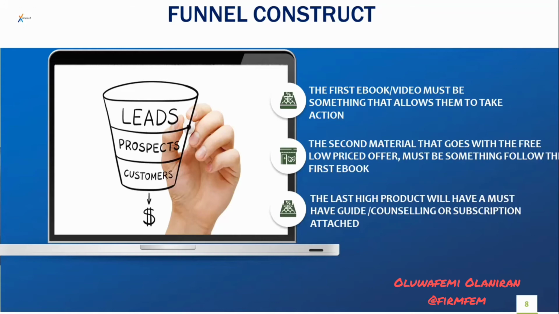Then the second material that goes with your free ebook, or with your low priced offer, must be something that follows the first ebook. So if I'm selling a weight loss product to you, and I've already given you a free ebook on the things that are making your fitness goal prove abortive, then I'm giving you my low priced product that you can use for 2 weeks, it's only okay for me to tell you, these are the foods that you should eat, and these are the foods that you shouldn't eat. A guide like that is going to encourage you to follow up on the first ebook that I've given to you.